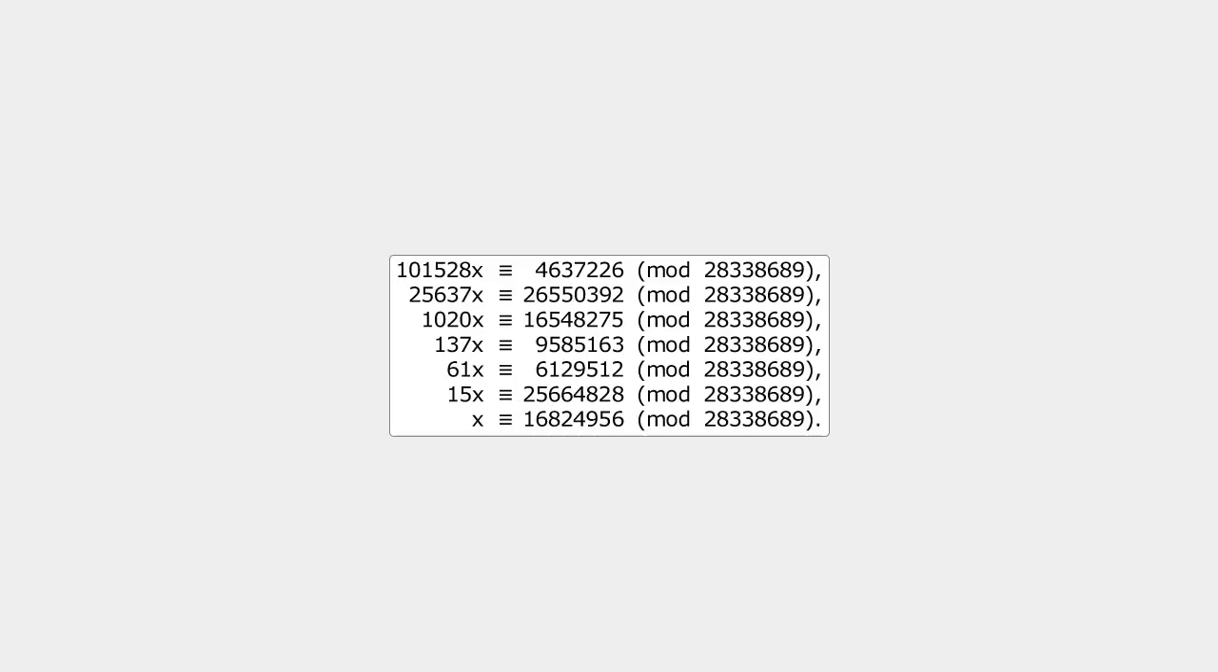Since 28338689 over 6114257 is about 4.635, multiply by 5 and subtract to get. Here 6114257 over 2232596 is about 2.739, so multiply by 3 and subtract to get. Continue this way to get successively.